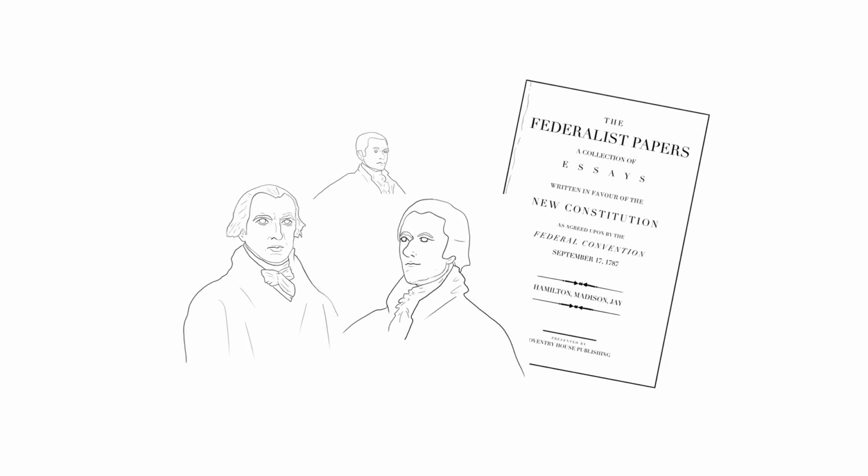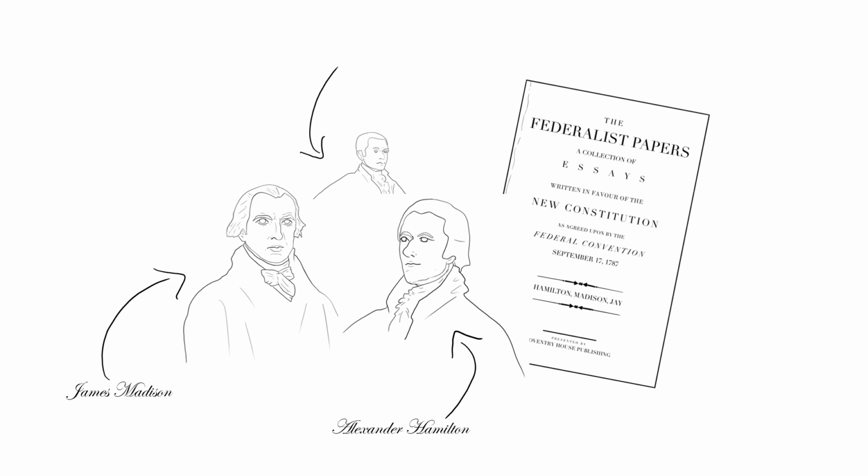Well, you see those three guys in the picture? This guy's name is James Madison. This guy over here is Alexander Hamilton. And this guy way back there, kind of small and hard to see, that's John Jay. We'll get back to him in a minute. First, let's talk about why these essays were written in the first place.